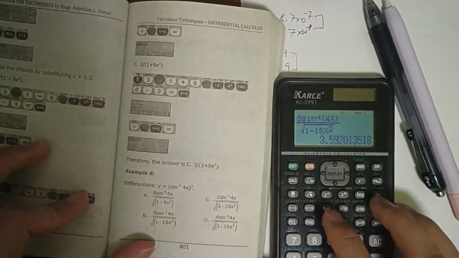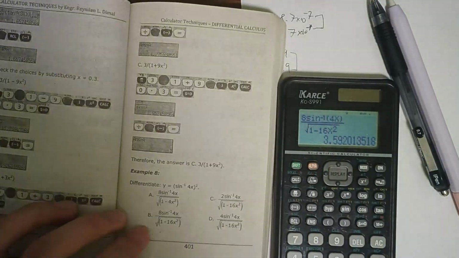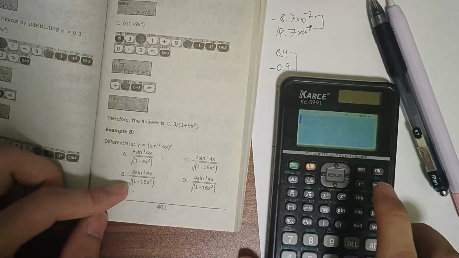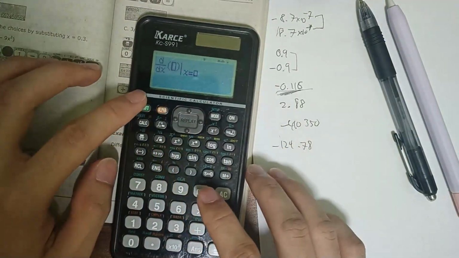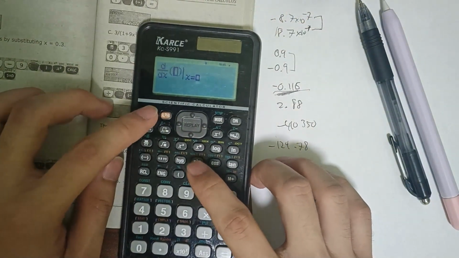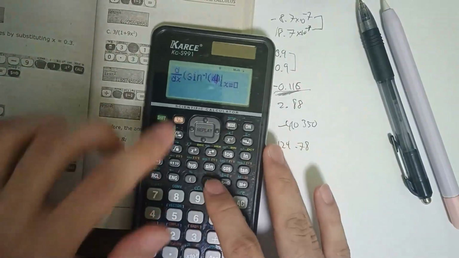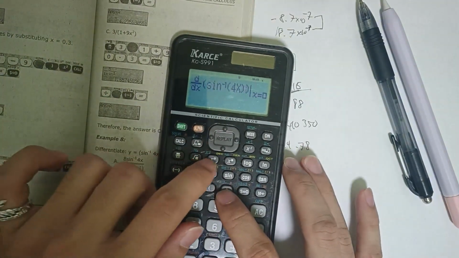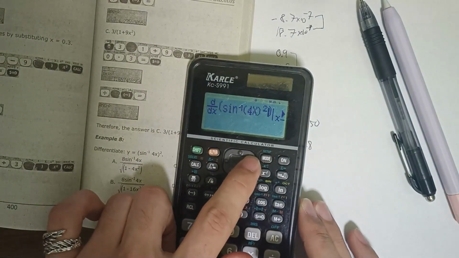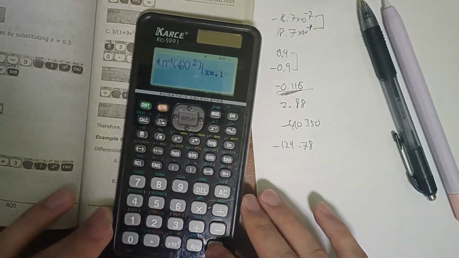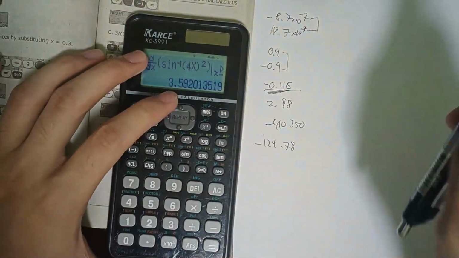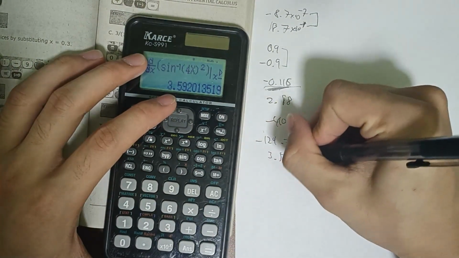For our third example in derivatives, differentiate this function. So what we're just going to do is shift this function and then arc sine 4x squared. Okay, and then 0.1 as our assumed value. Then the constant number will be 3.59.